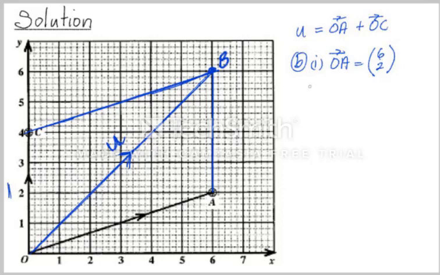We need OC. OC is just vertically upwards. There's no horizontal movement, so the horizontal component is 0 and the vertical component is 4. OC is (0, 4). Lastly, we're asked for AC. I'm guessing we could get it from the diagram, or we could get it using the parallelogram law, using the triangular law of vectors.